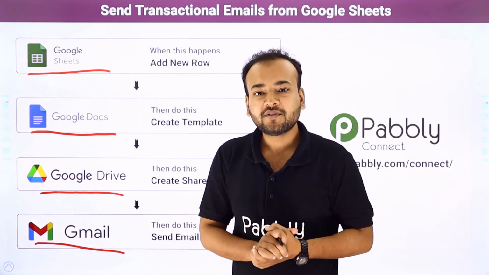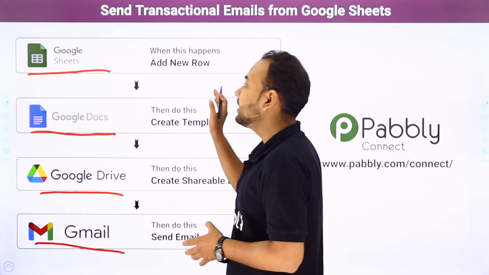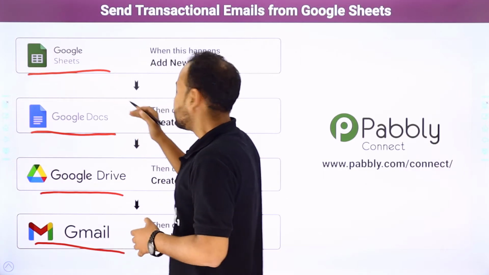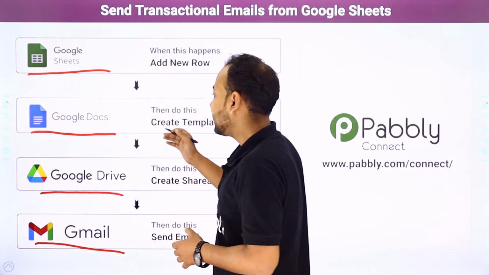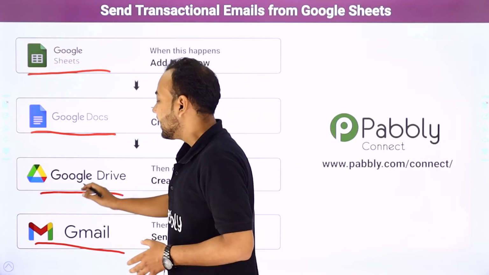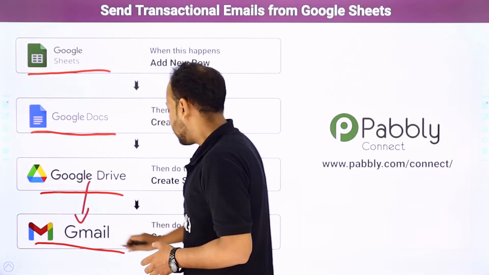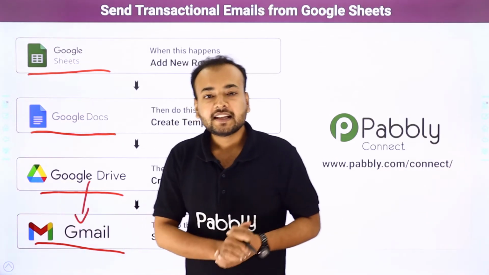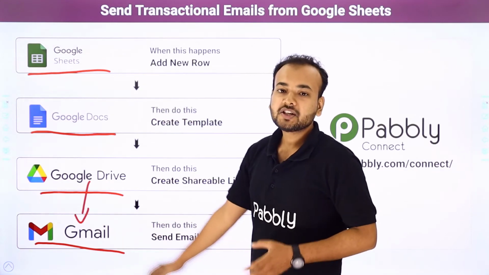So we have a better way for you. What if I tell you that as and when you enter the order details of your customer in Google Sheet, an invoice gets automatically generated from Google Docs by a template, and the same invoice gets stored in your Google Drive, and then the same invoice gets delivered to your customer as a new email from your Gmail account automatically. Yes guys, this can be done, and this can happen by connecting these four applications.